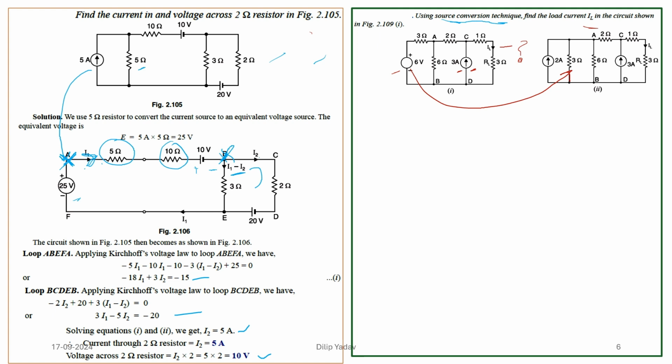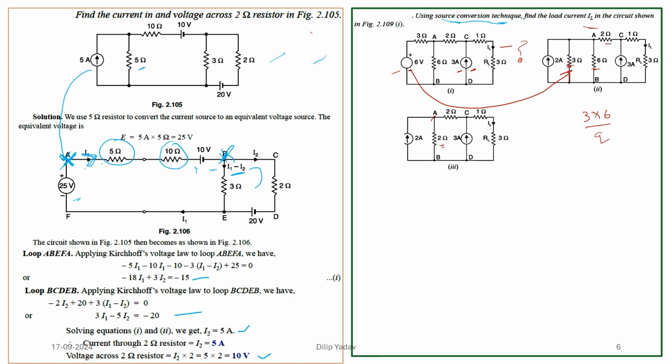Now the source transformation gives 2 ampere. Then we can see that 6 and 3 are in parallel, so it will be 3 into 6 divided by 9. Then we can calculate 2 ohm. That is the equivalent resistance across this terminal A and B. That will be equal to 2 ohm.